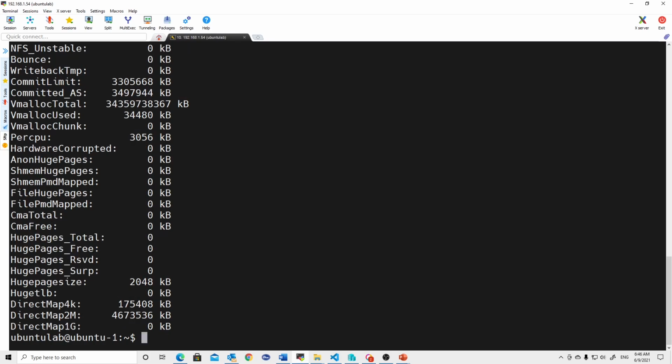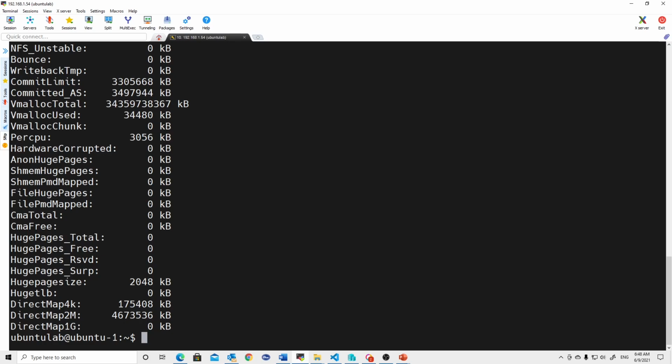AnonPages: non-file backed pages in cache. Mapped: memory mapped pages such as libraries. Shmem: pages used for shared memory. Slab: memory used in slabs. SReclaimable: cached memory in slabs that can be reclaimed. SUnreclaim: memory in slabs that cannot be reclaimed. KernelStack: memory used in kernel stack. PageTables: memory being used by page table structures. Bounce: memory used for block device bounce buffers. WritebackTmp: memory used by fuse file systems for write-back buffers.